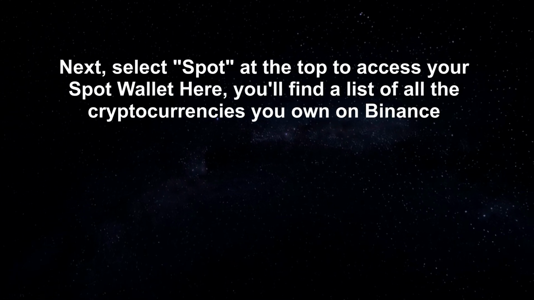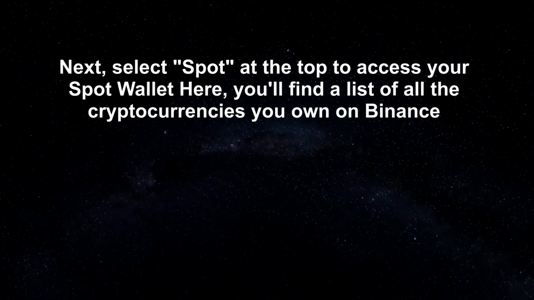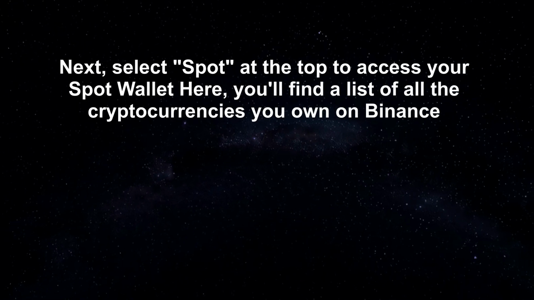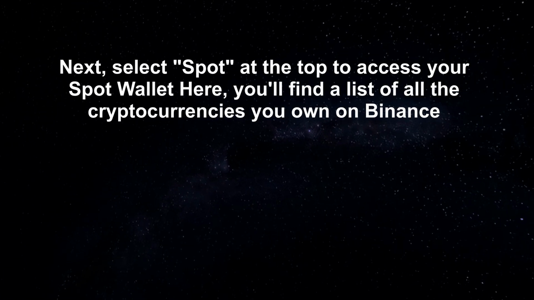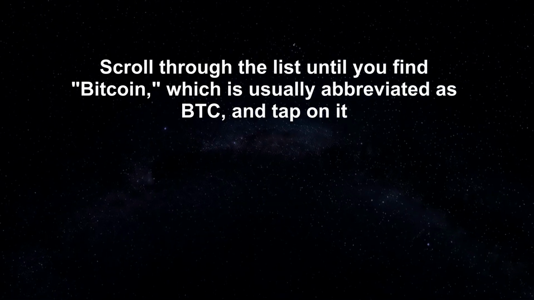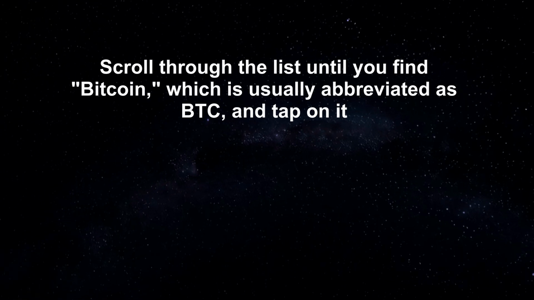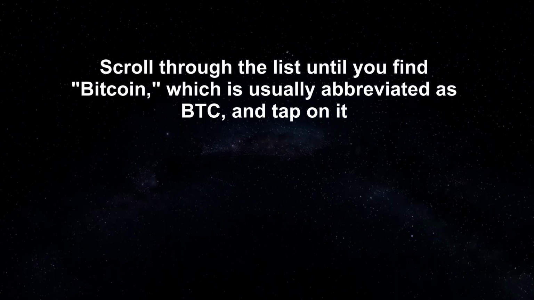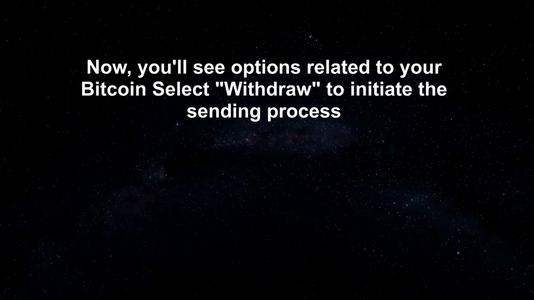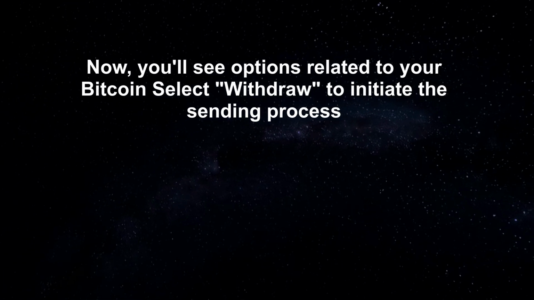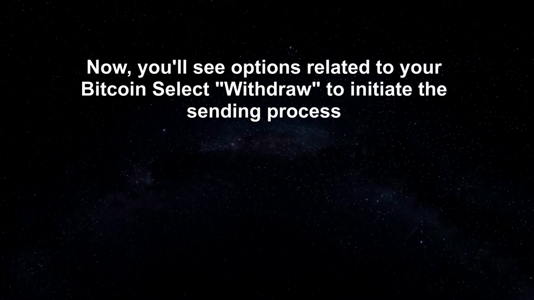Next, select Spot at the top to access your Spot wallet here. You'll find a list of all the cryptocurrencies you own on Binance. Scroll through the list until you find Bitcoin, which is usually abbreviated as BTC, and tap on it. Now, you'll see options related to your Bitcoin. Select Withdraw to initiate the sending process.